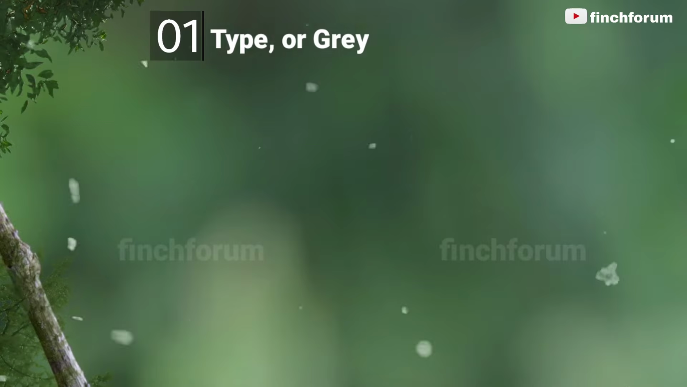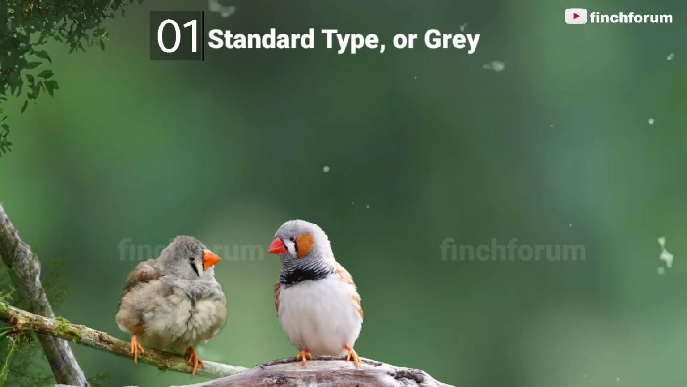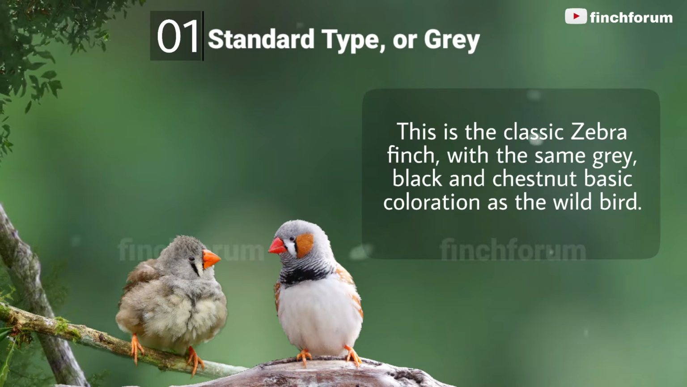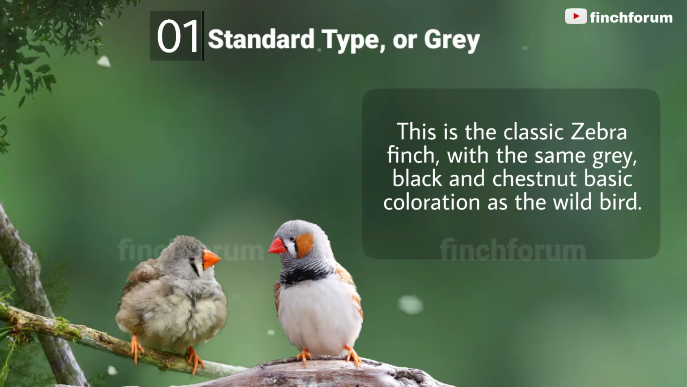Number 1. Standard type, or gray. This is the classic zebra finch, with the same gray, black, and chestnut basic coloration as the wild bird.